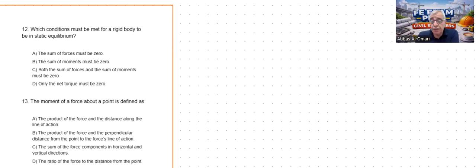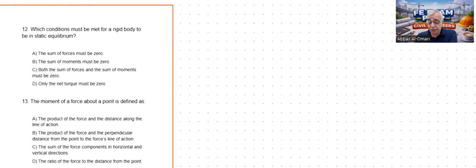Today I will solve several problems from the FE Civil Engineering exam in mechanics. So problem number one, which condition must be met for a rigid body to be in static equilibrium?